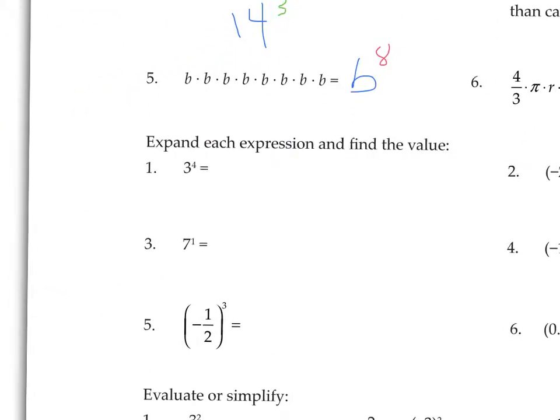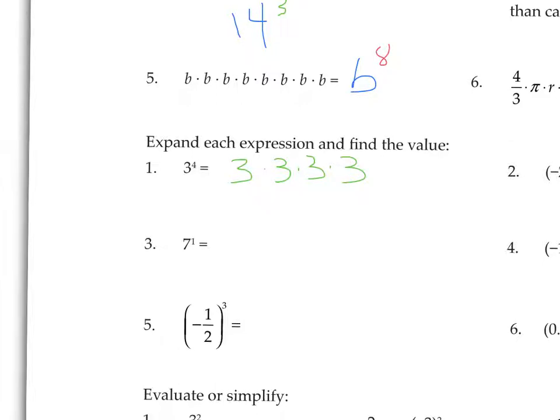Expand each expression and find the value. So expand means to write it out in this form, as in this up here, and then find the value means to actually do the multiplication. If it's reasonable, we'll do the multiplication. So the base here is 3, so that means we've got some 3's being multiplied together. The exponent tells us there are 4 of them, so that's 3 times 3 times 3 times 3.